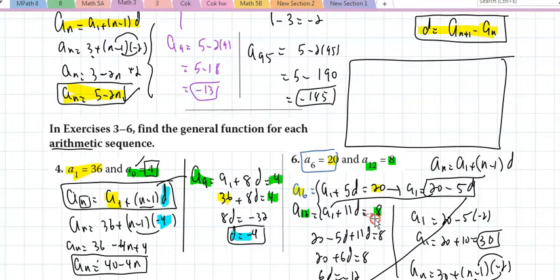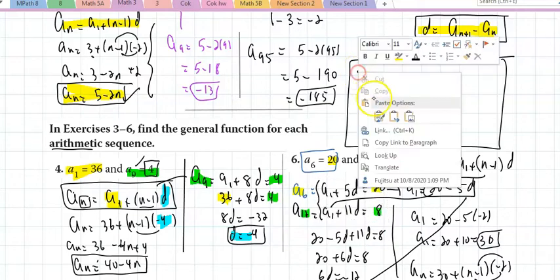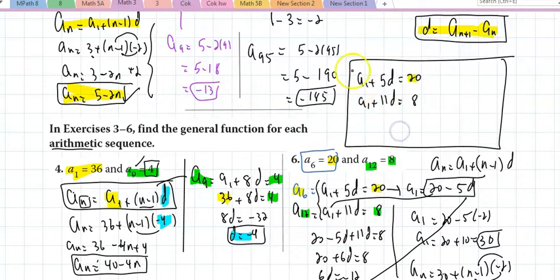I could have taken this system of equations. This is something we didn't cover because they skipped the first section. I could multiply the top by a negative 1. That makes this negative a1, negative 5d equal negative 20, and add those, and get 6d to equal negative 12, and therefore d equals negative 2.